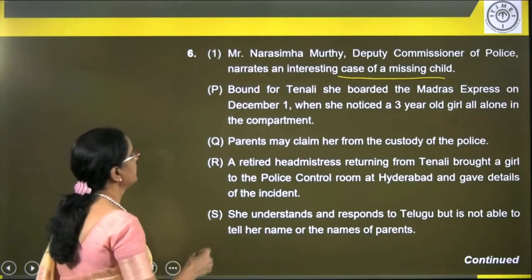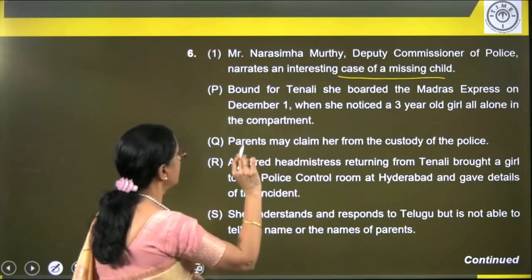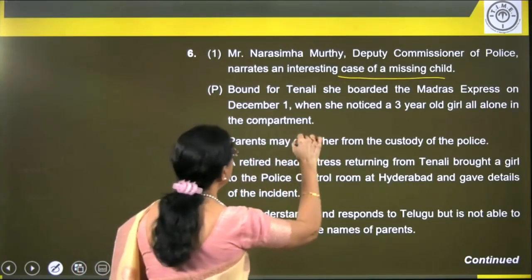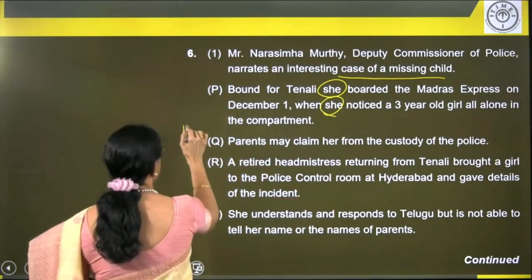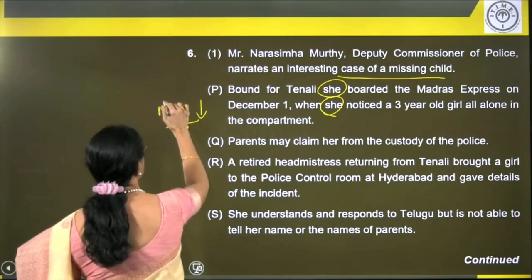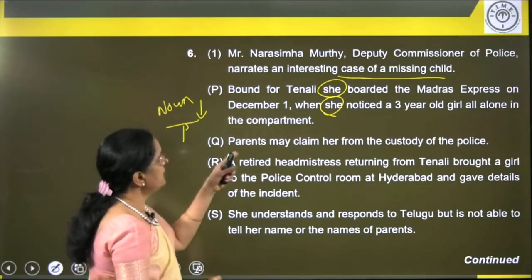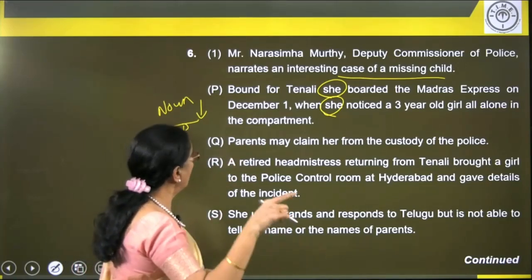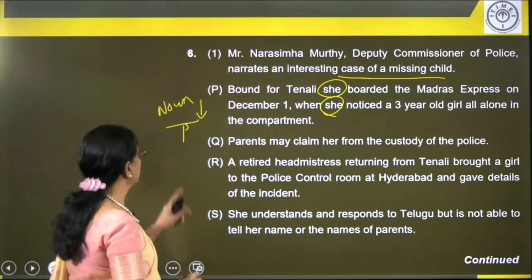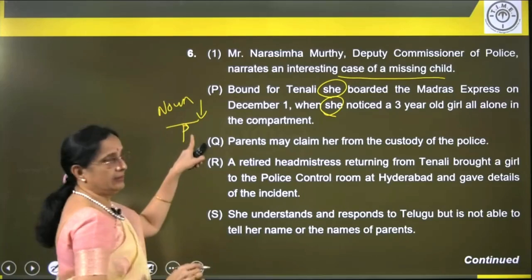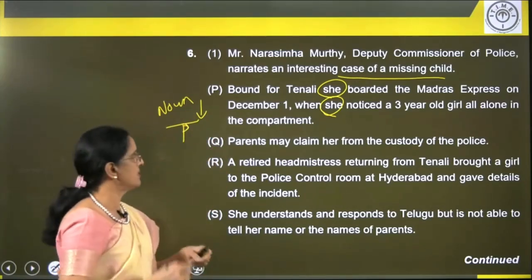Okay, now let's see. Bound for Tenali, she boarded the Madras Express on December 1st when she noticed. Who is she? Alright, so there should be a preceding statement with a noun. You understand? Pronoun, noun. Okay. When she noticed a 3-year-old girl all alone in the compartment. Who noticed the girl? Okay. So what I tell you is, denote it like this. Alright, so it's easy for you. You don't forget what is what.